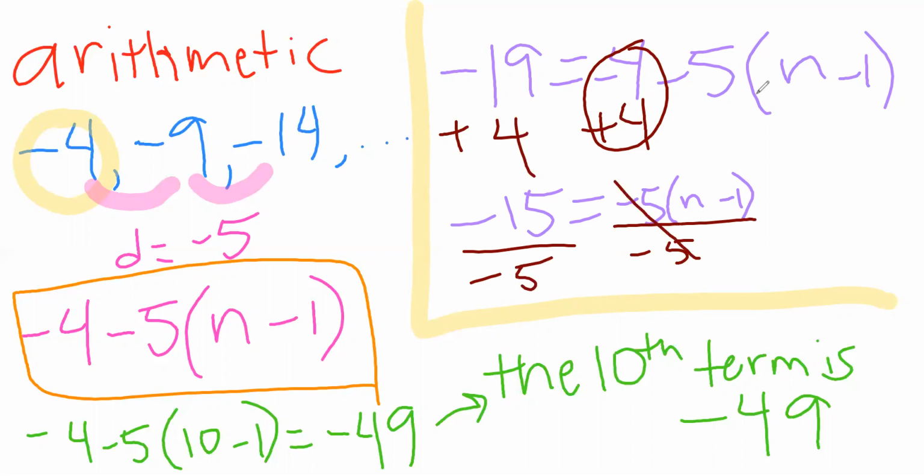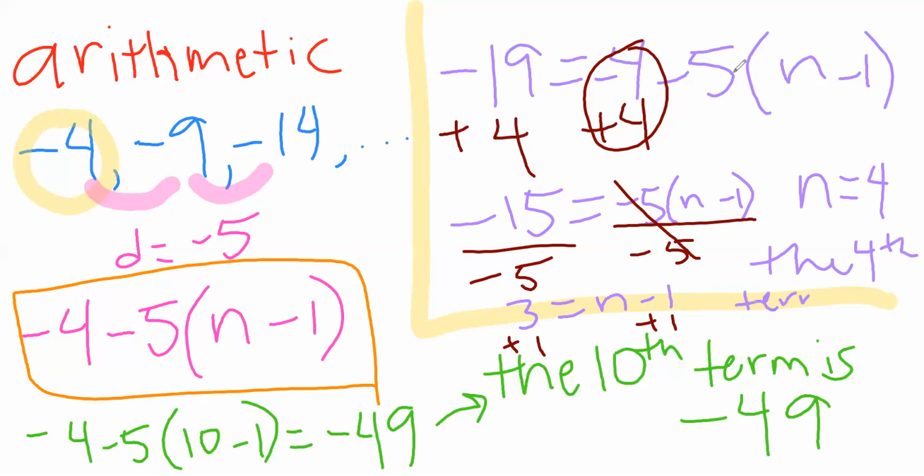That cancels, and we are getting 3 is equal to n minus 1. Don't forget to add 1 on both sides. We get our final answer over here of n is equal to 4, right? Which means the fourth term is negative 19, which hopefully you could see, because it's just the next one in the sequence. So that is arithmetic.